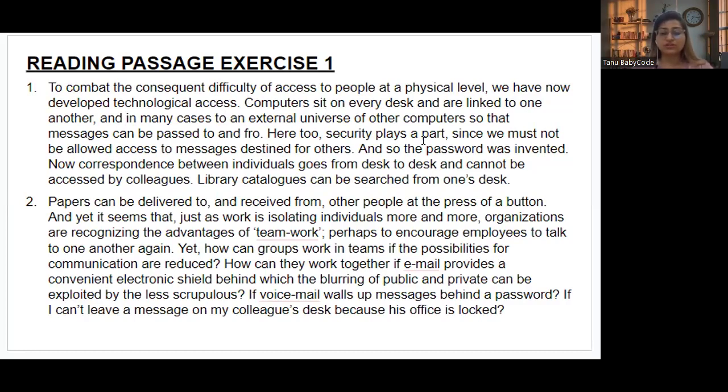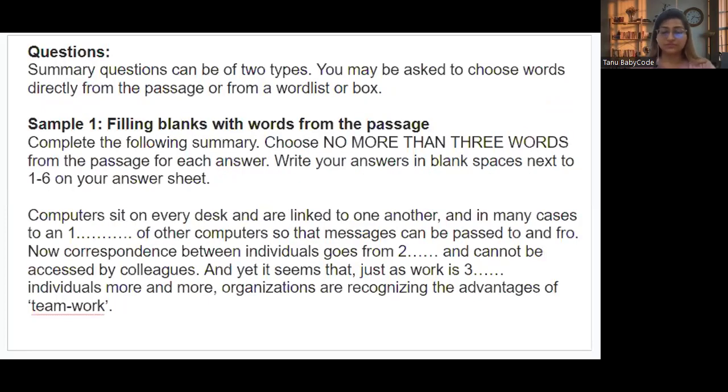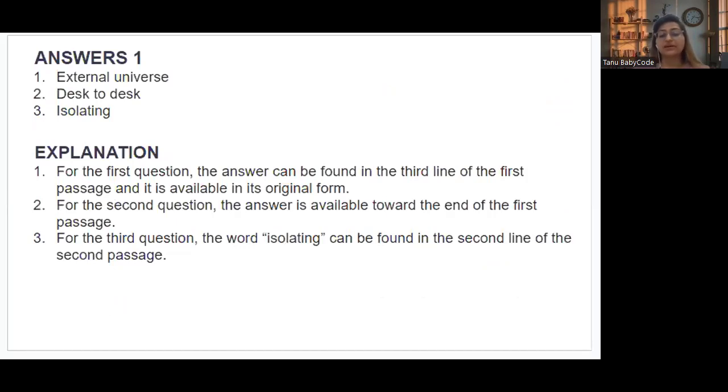Second one was, and the password was now correspondence between individual goes from desk to desk and cannot be accessed by colleagues. So second answer is here. Third one, and yet it seemed that just as work is isolating individuals more and more. So isolating is the third answer. You can check all your answers here and you can see the explanation also.